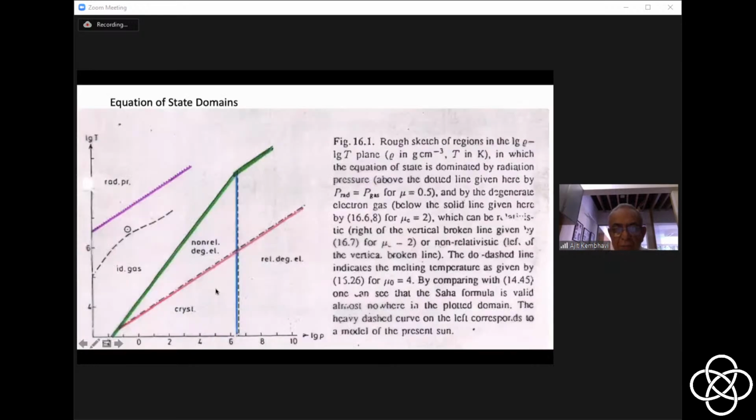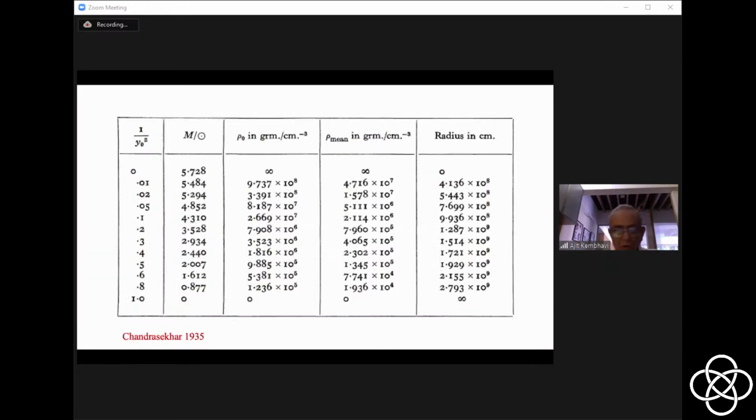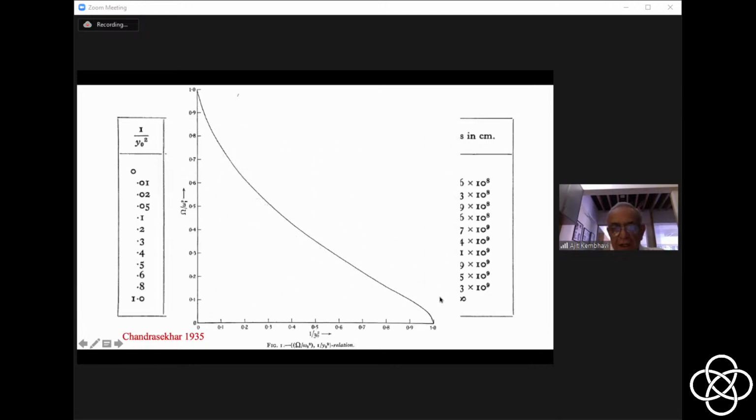I'm sorry, I've flipped a slide there. What I should say here is that this table is from Chandrasekhar's 1935 paper. You've got the mass here, then the density, and then the radius. It's all worked out. Look at this beautiful curve that he has drawn, and it will be hand drawn. Of course, the units used here are different from the units which I have been showing you, but this is from Chandrasekhar's original paper.